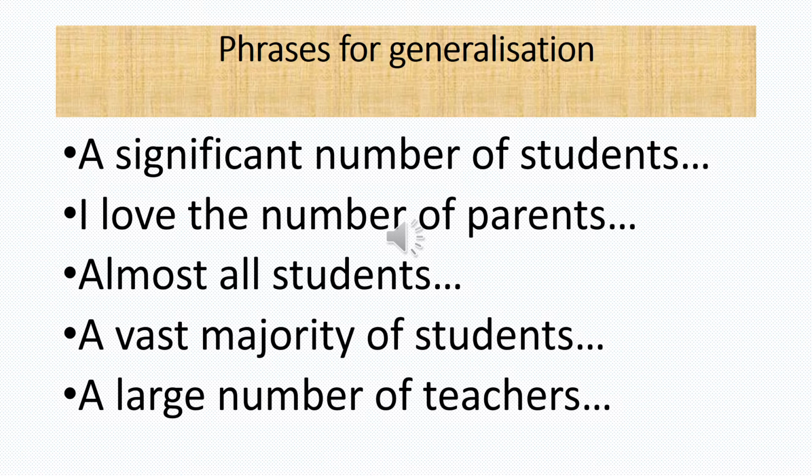The first one is a significant number of students. A significant number of students, and a large number of parents who supported us or helped us in this venture, or like that. Almost all students, a vast majority of students, a large number of teachers. These or anything else you can use in this space to create generalization.